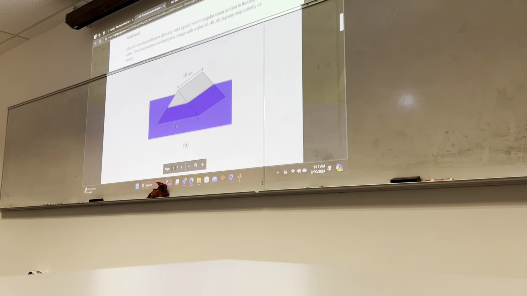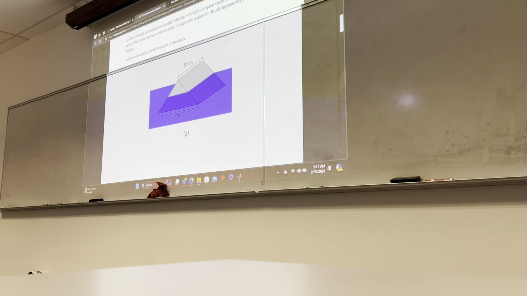All right, now here's this sucker. We've got a block of solid polyethylene, density of 860 kilograms per cubic meter, with a triangle cross section floating in water. This cross section is an isosceles triangle, angles 90, 45, and 45, respectively, as shown. For orientation A, the orientation in the picture, find the depth of the block.